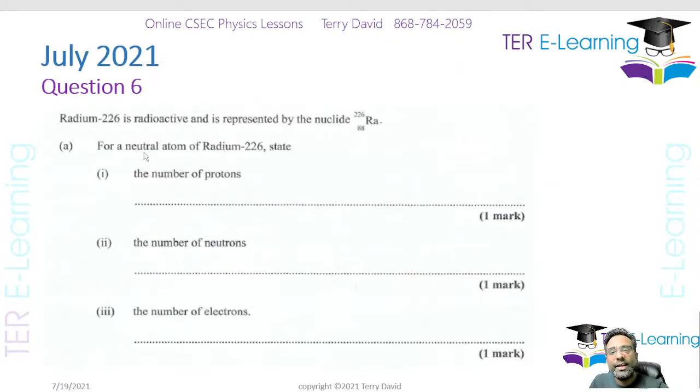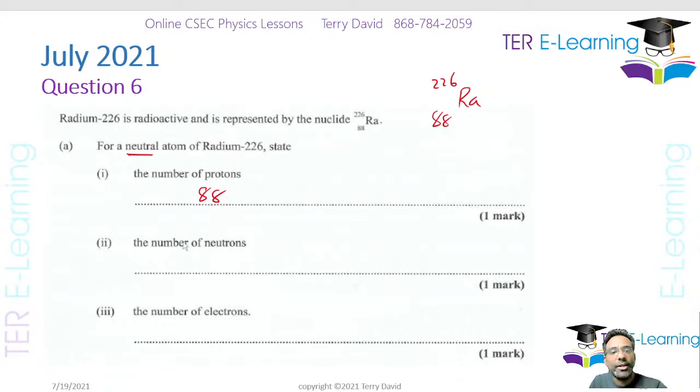So we have radium-226-88. It's represented by this 226-88 here, for a neutral radium-226. So this is what we have. Let me write this a little bigger here: radium-226-88. And you want the number of protons. To figure out the number of protons, it's simply whatever your atomic number is. So therefore, this here is going to be 88. That's it. There's no calculation there.